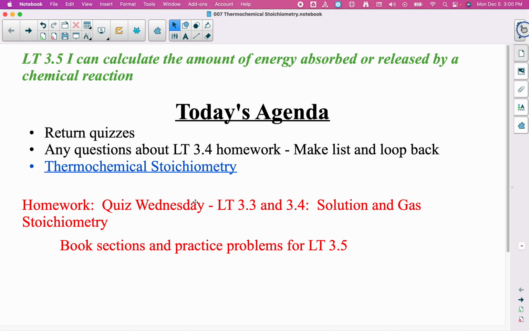So at this point, if you don't need to see any of these problems that I'm about to work, you are free to start working on your homework. We are going to have a quiz next time that will pick up the gases and solution stoichiometry. So this one is solutions, this one's gases. And then your homework is the book sections and practice problems for learning target 3.5. Next time on Wednesday, we'll take your quiz and have kind of a wrap-up day, and then your test is going to be on Friday.